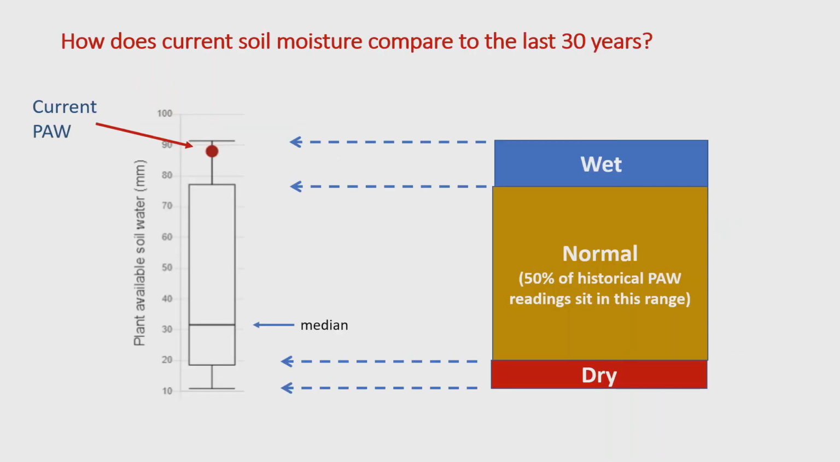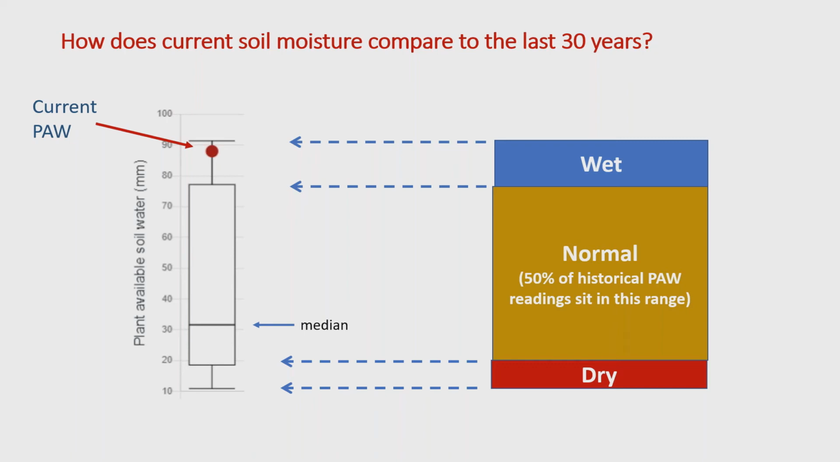The benefit of the box plot, this PAW graph, is we can see how current soil moisture sits in relation to the last 30 years. The red dot is the current PAW reading, and this is an average reading over the last 3 days. So in this case, an average of the last 3 days as of the 25th of June 2020.